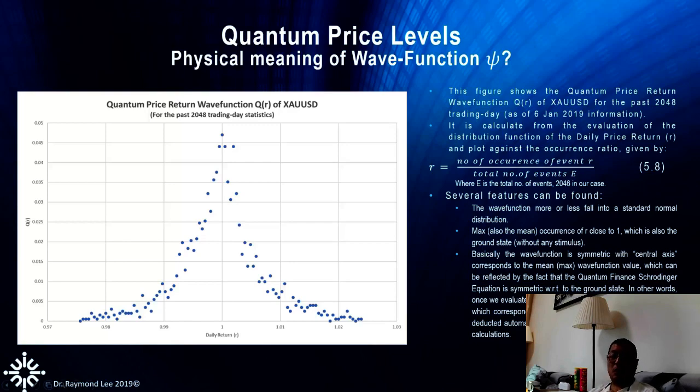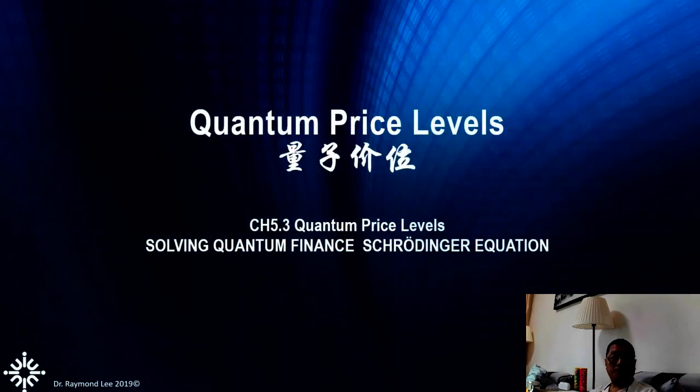In other words, we can evaluate the excited quantum finance energy levels E1, E2, E3, which correspond to the positive quantum price levels, and the negative quantum price levels will be deduced automatically because they are symmetric, right? So you will see that version. Quantum price level: solving the quantum finance Schrödinger equation.